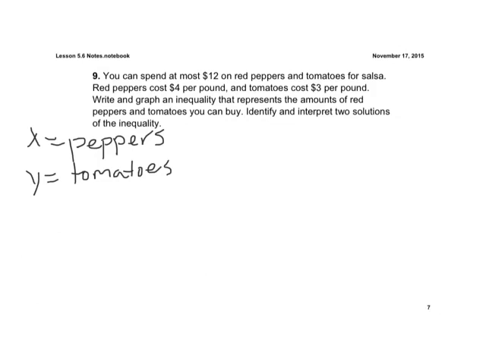All right, let's write our inequality. Peppers are $4 a pound, so 4x. Tomatoes are $3 a pound, 3y. At most $12. We can't spend more than that because we don't have more than $12. That's all we have, so we have to spend less than, but we could spend all 12. What they want us to do is graph this.